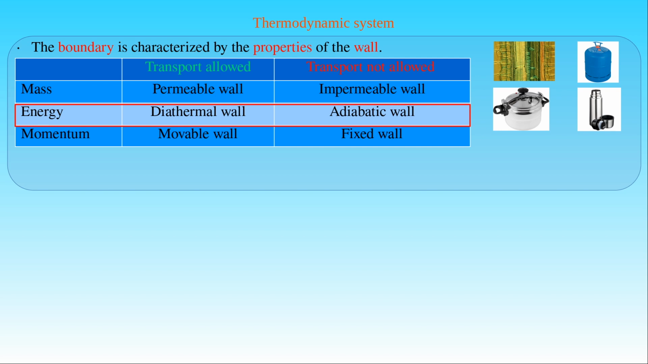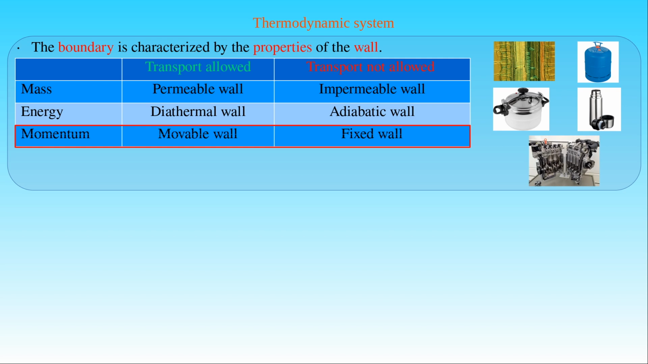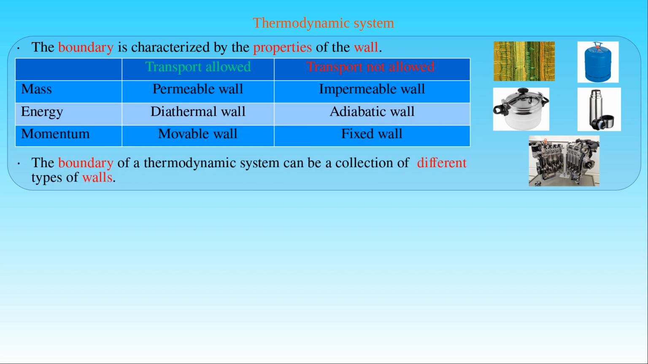If a wall can be moved, then it allows the transfer of momentum between the system and its surroundings, whereas fixed walls do not allow such a transfer. We can find both movable and fixed walls in an engine. If we consider the fuel combusted in each cylinder of the engine as a system, then the piston moving in the cylinder is the movable wall of the system and the cylinder represents its fixed wall. As illustrated by the pair of a cylinder and a piston, the boundary of a thermodynamic system can be a collection of different types of walls.